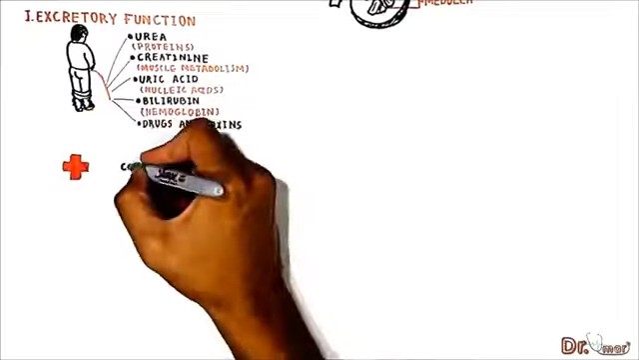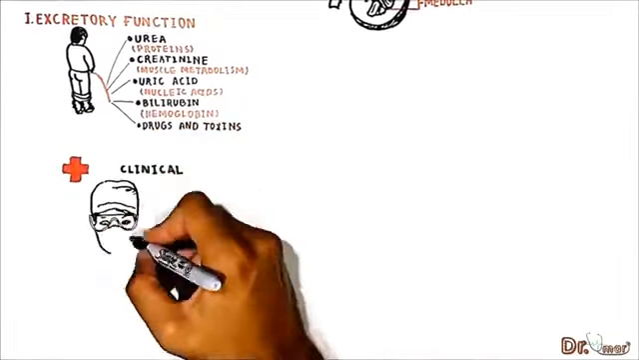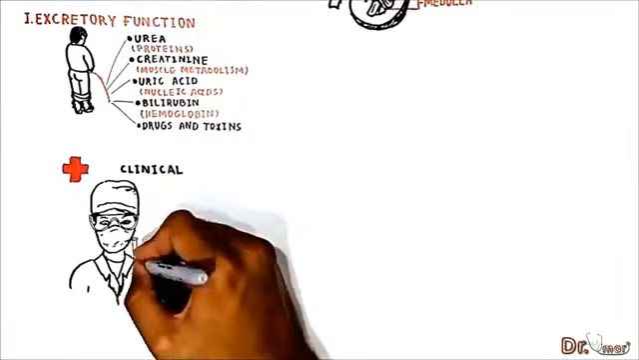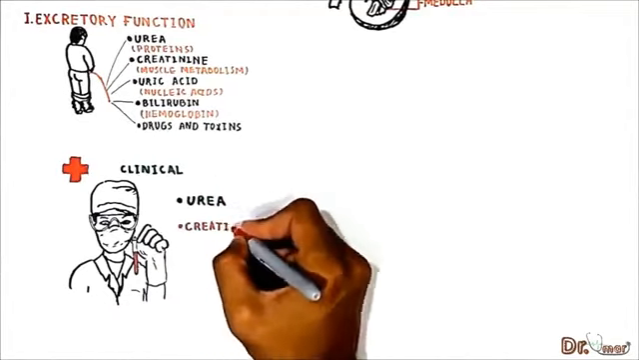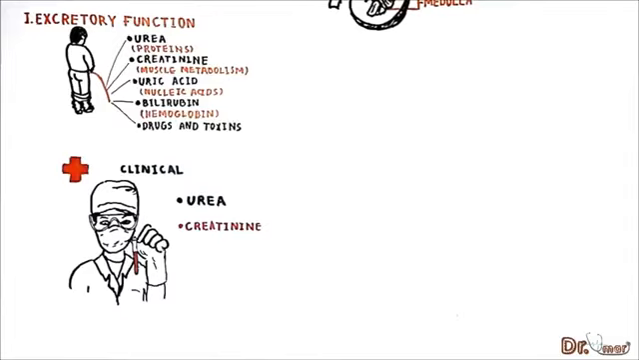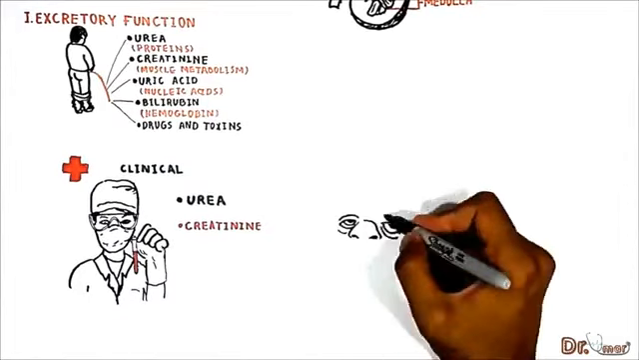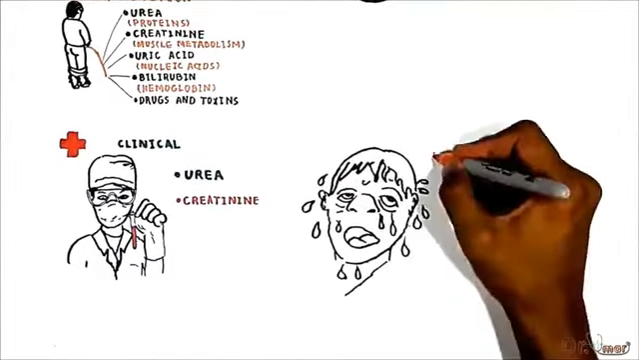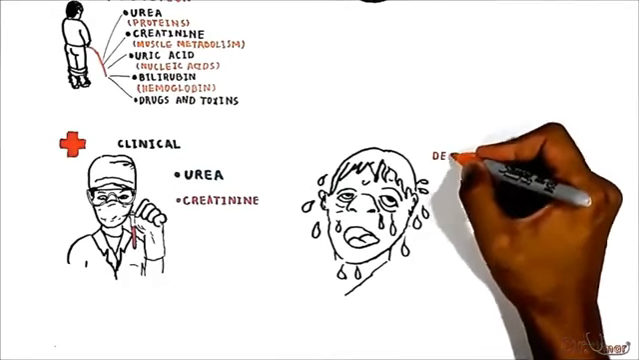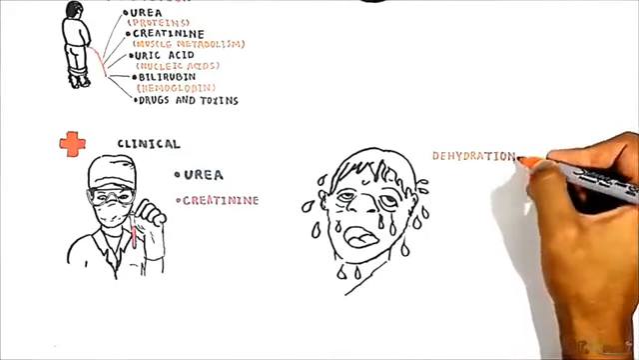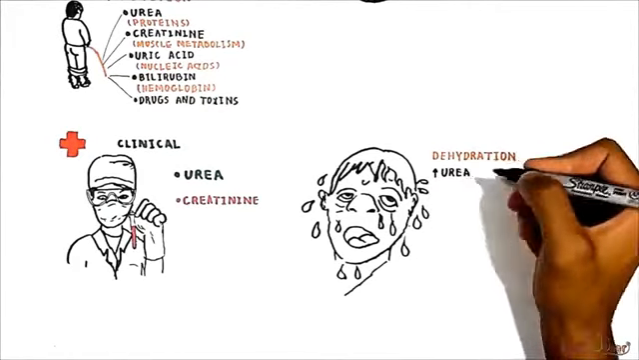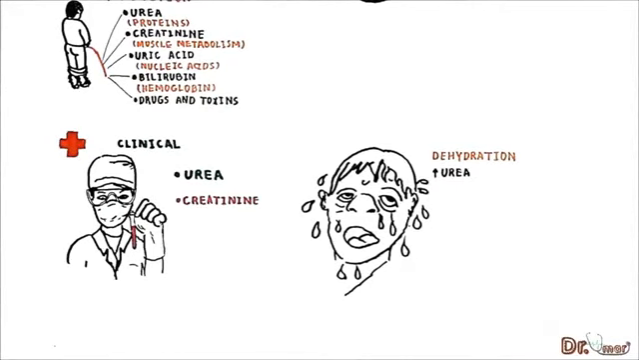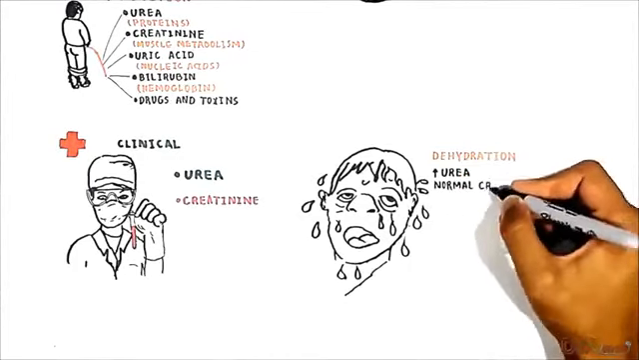In clinical practice, in order to determine the functional capability of kidneys, you have to take a look at the urea and creatinine level of the blood. But you have to know this very important point here. In a case of dehydration, when a patient is hypovolemic, you may find increased level of urea in the blood, which is called uremia, whereas the creatinine level stays normal.